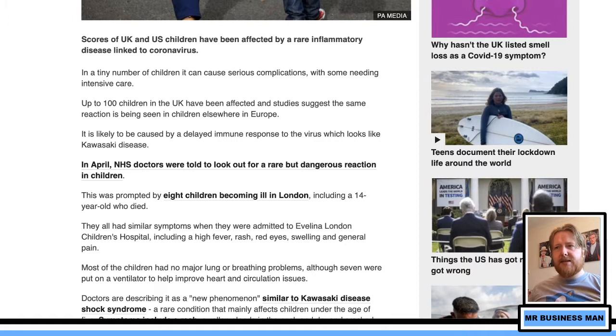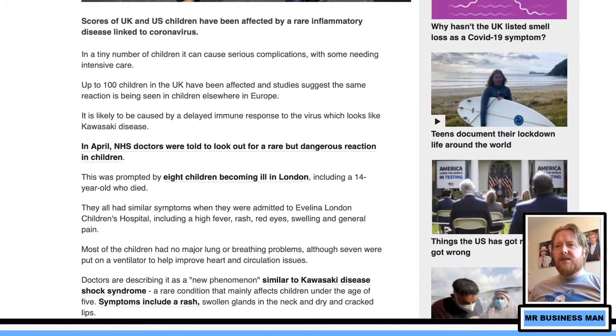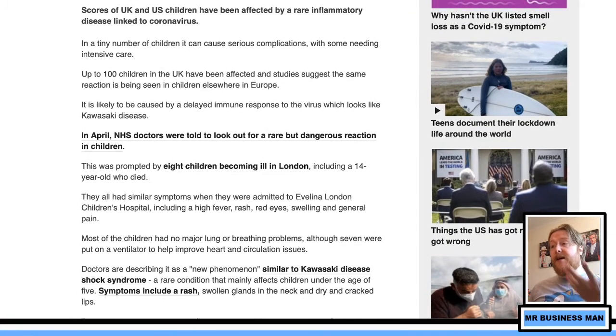Kawasaki disease. They love the brand names at the minute, don't they? Kawasaki, is that not a motorbike? In April, NHS doctors were told to look out for a rare but dangerous reaction in children, prompted by 8 children becoming ill in London, including a 14-year-old who died. Wow. They had similar symptoms, and remember, the government are saying at the minute that, oh, well, don't worry, because children aren't really affected by it.